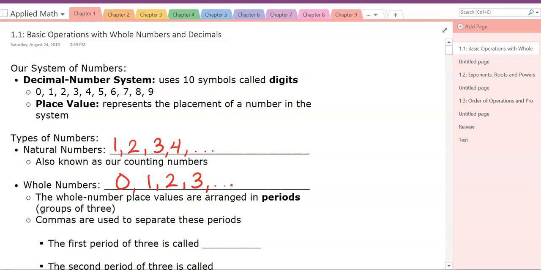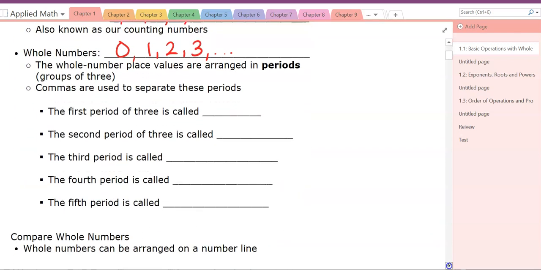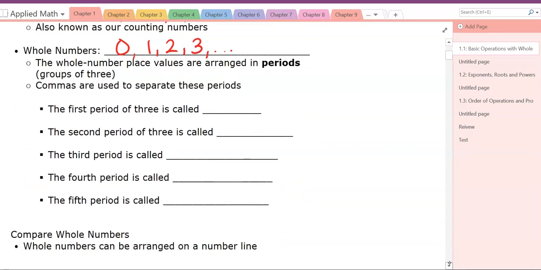So the whole number place values are arranged in periods, and those are groups of 3. So when you think about writing a really big number, you would start at the end and you would count in 3 to create a comma, and you keep doing that until you get towards no more groups of 3. So commas are used to separate these periods, and I'm going to go in now to the different periods and the different names that we have for them.